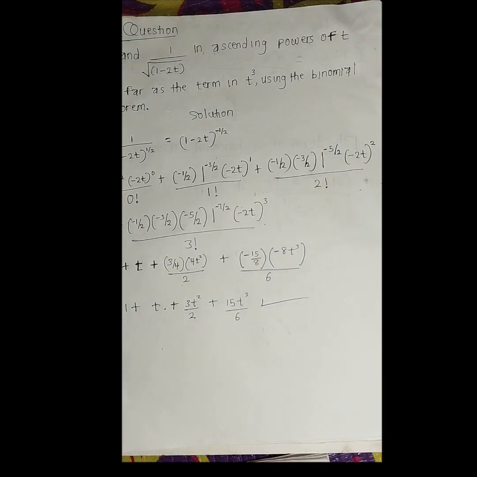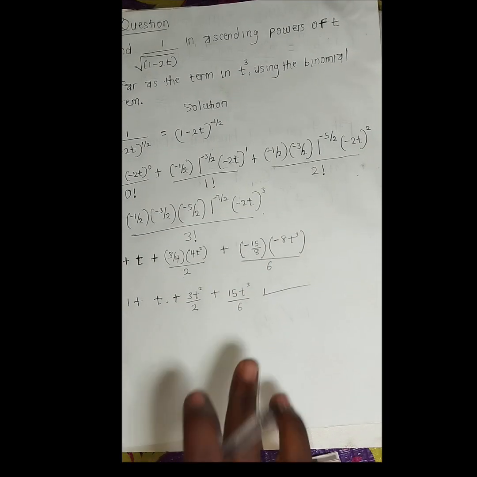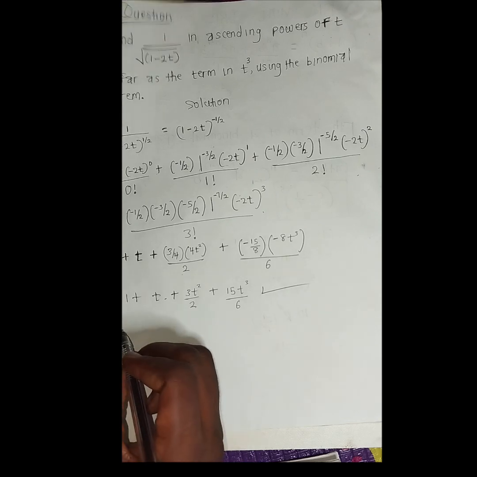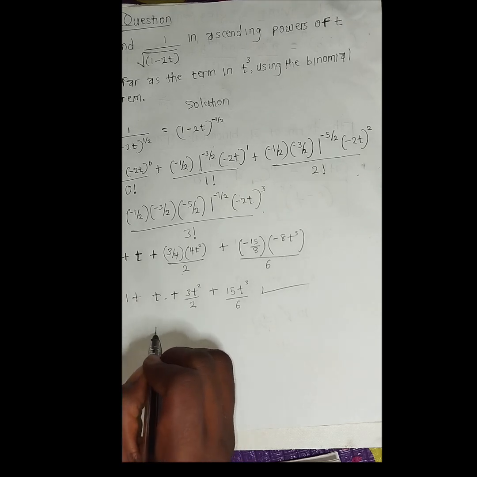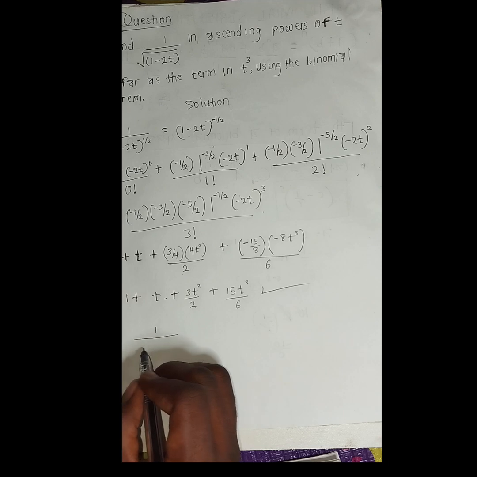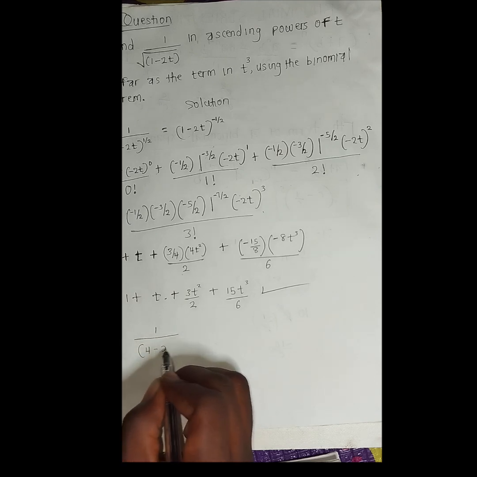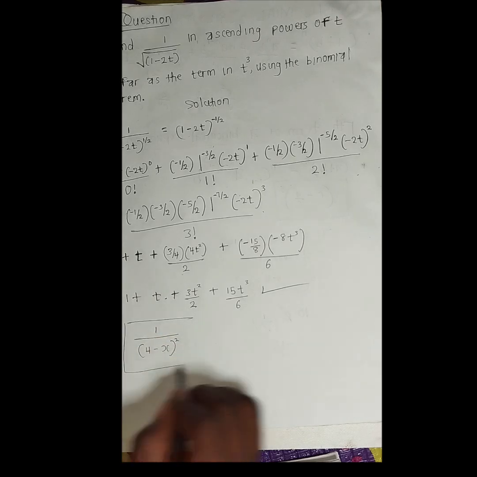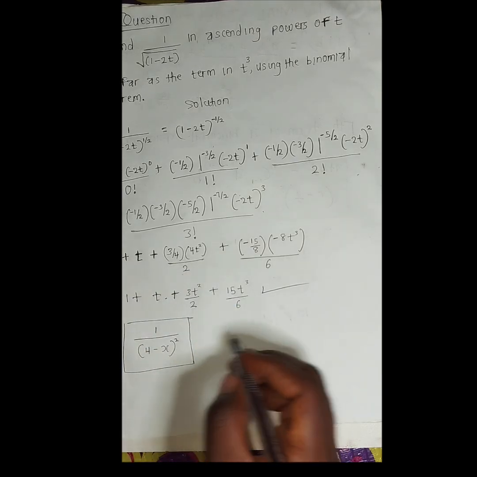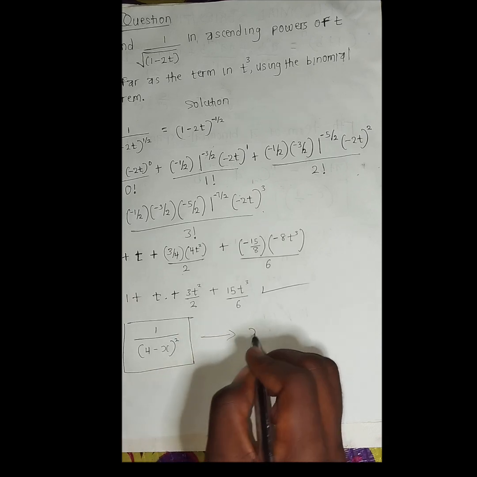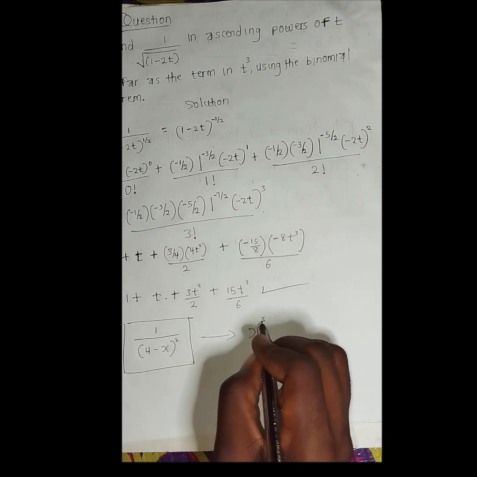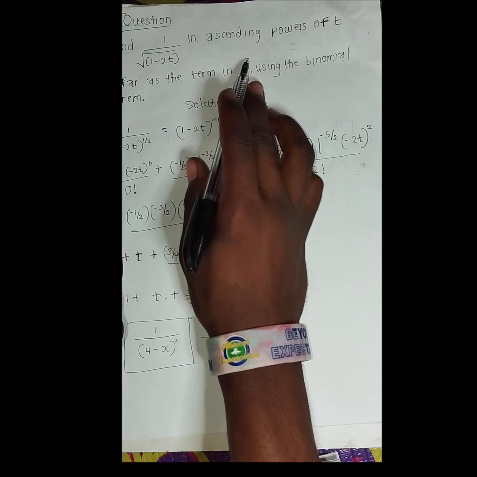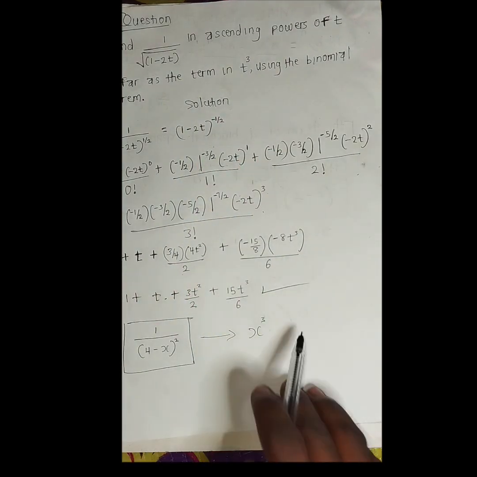Easy, right? Yes. So let me give you a question. You can actually play with that. 1 over 4 minus x squared. Find the expansion of this up to the term in x raised to the power of 3. Just the way you have this, t raised to the power of 3. You get that also.